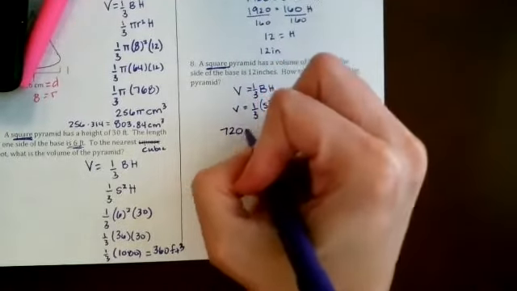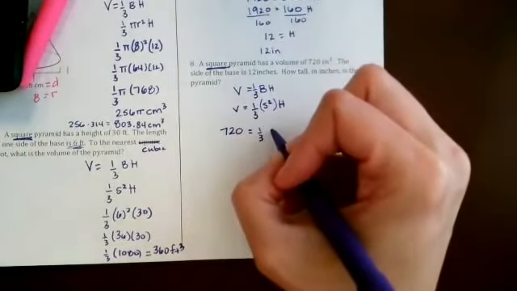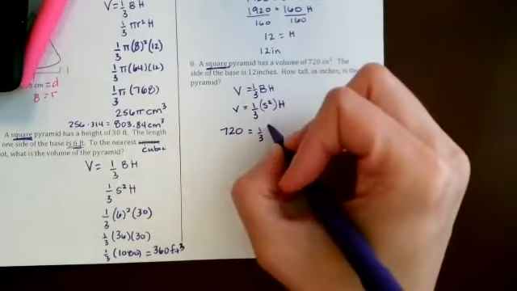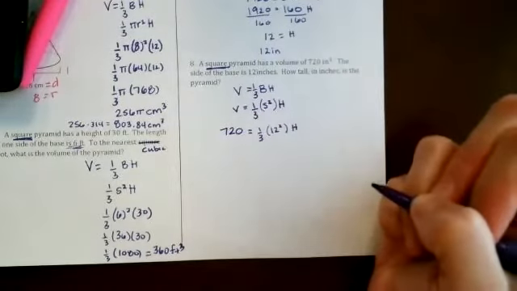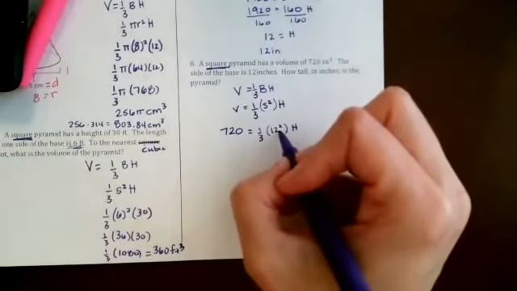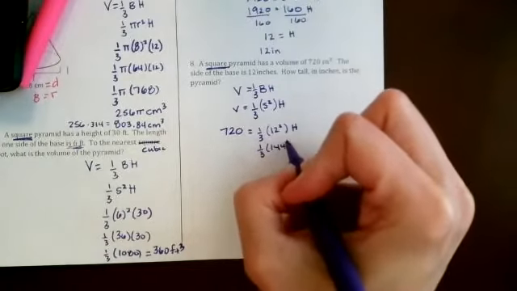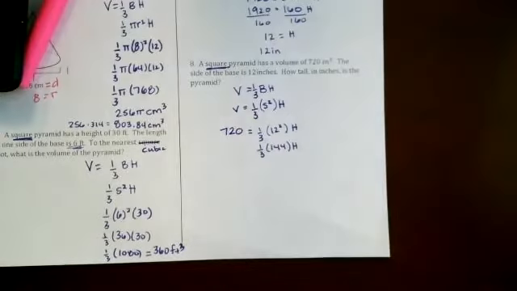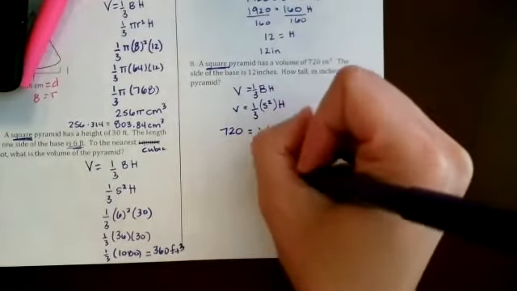The volume is 720. So 720 equals 1/3. The side of the base is 12. So 12 squared times the h we don't know. So I'm going to do 144 for my 12 squared. I'm going to take 1/3 of 144 to get 48.